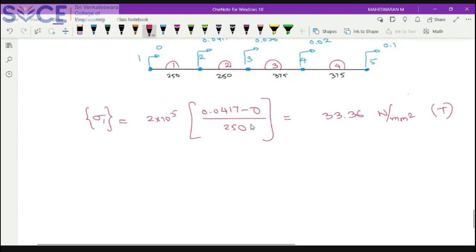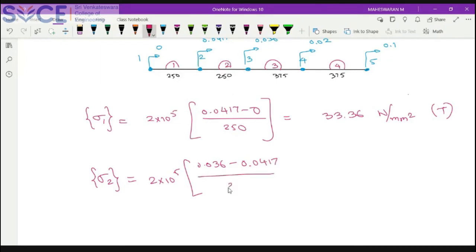Let me go for the second one. Stress for element 2. Element 2 is connecting 3 and 2. So 2 into 10 power 5, into 3 is 0.036 minus 0.0413, final minus initial, divided by 250. What will you get? Minus 4.56 Newton per mm square. Since it's negative, it's a compressive type of loading.